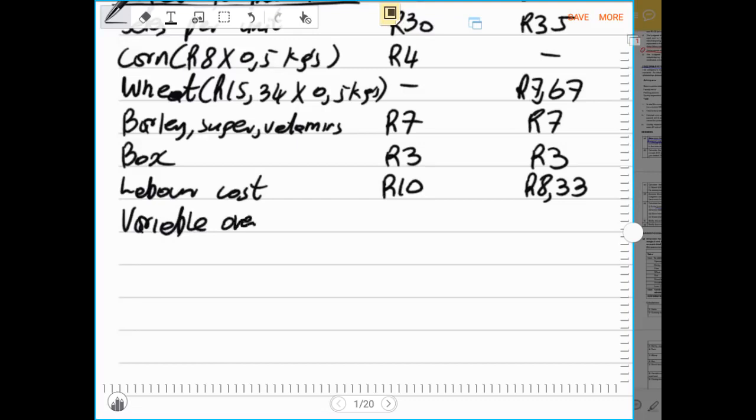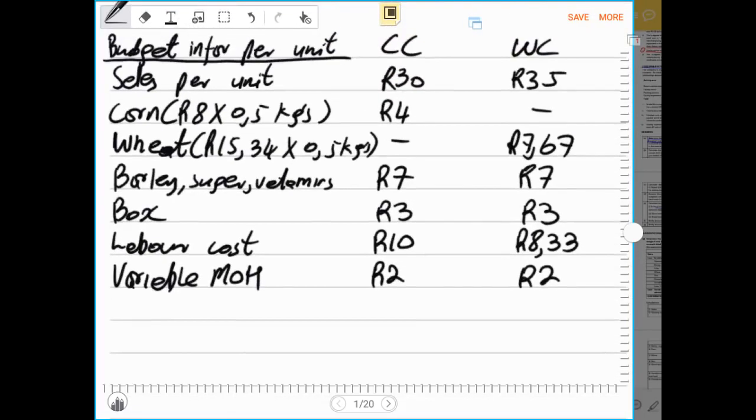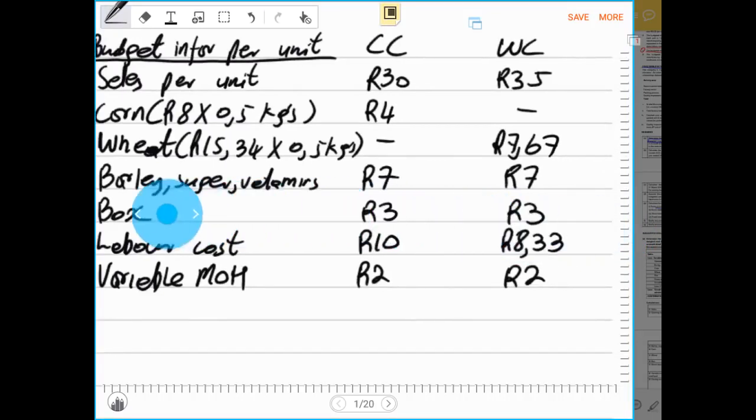Variable overheads, variable manufacturing overheads is very important to specify, because there's also non-manufacturing overheads. Variable overheads, they are 2 rand for each of the units. So now if you see, we've only taken into account all the variable cost. I'm referring to this cost from here. They are all variable manufacturing cost, all this cost. We have not taken into account fixed cost because we don't need them in the calculation of the marginal income statement.